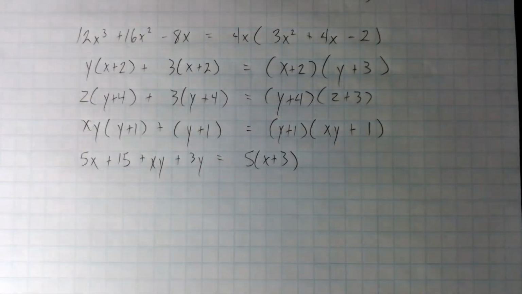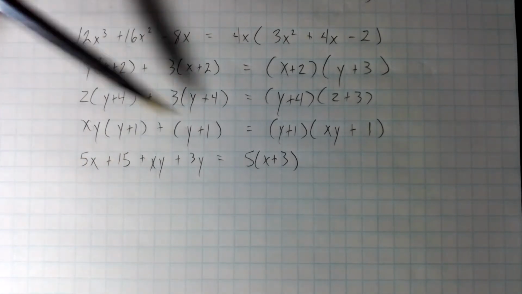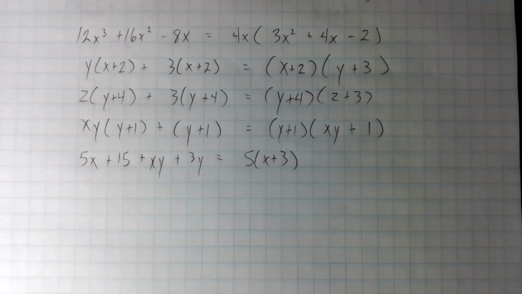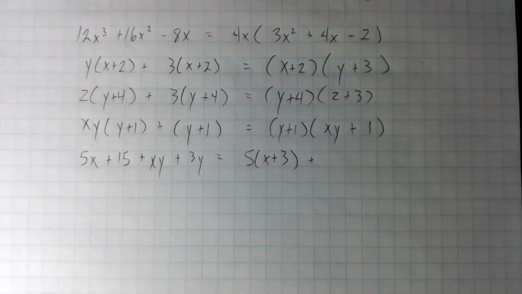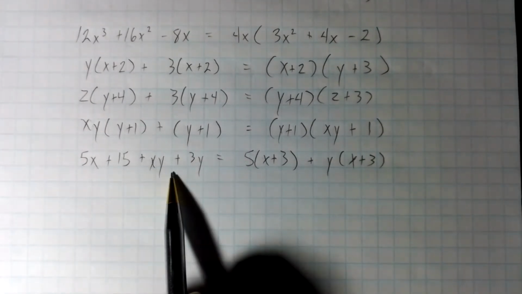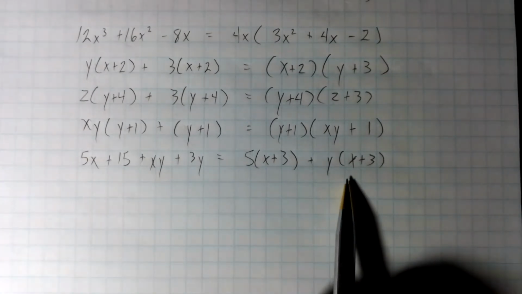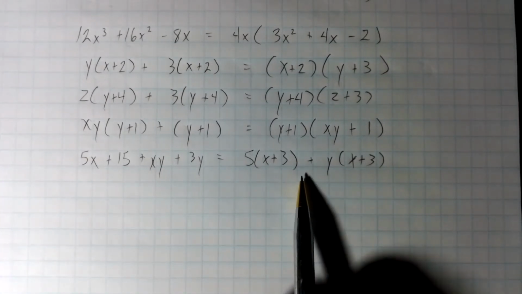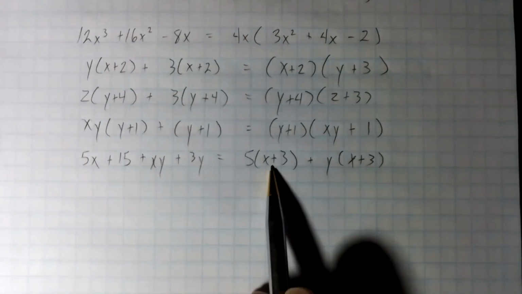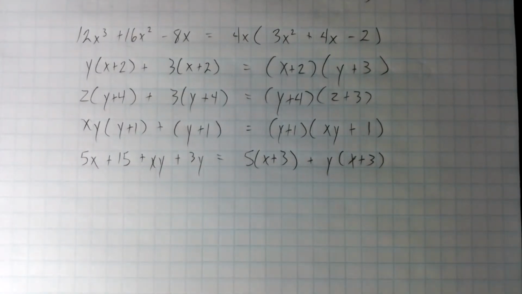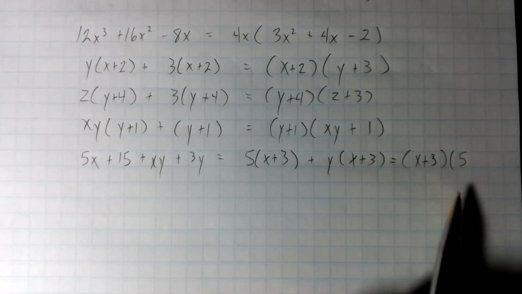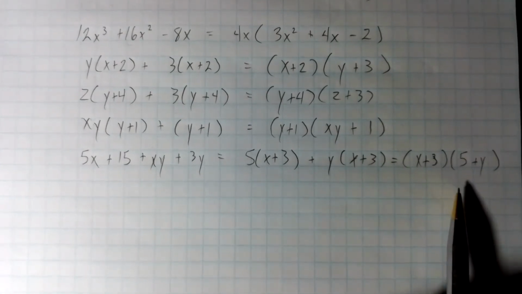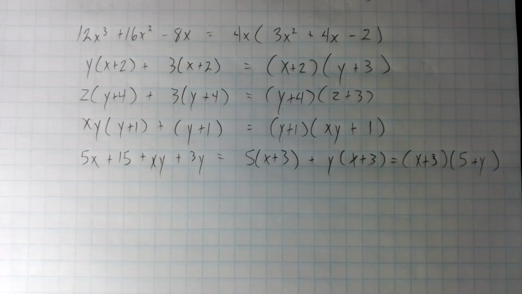So here, notice I've factored out a 5 from this, giving me a 5 times x plus 3. Now, luckily there are no negative signs to mess with, so I'm going to end up with a plus. And here I have factored out the y from these two terms. Now here, notice I end up with something like we had previous, where the x plus 3 can be factored out. And then left is going to be the 5 and the y. And this is my final answer.